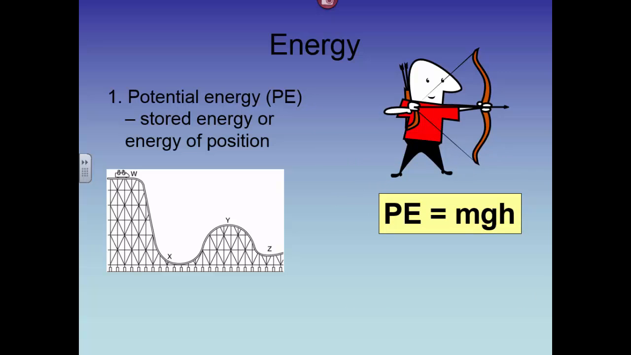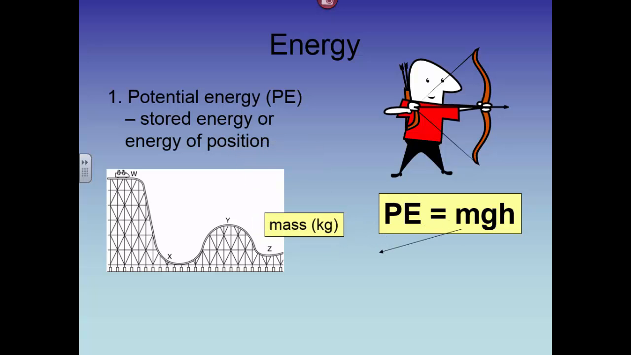The equation for potential energy is potential energy equals m times g times h. And two of those three things we know already. We should know what M stands for. We should know what G stands for, and you might be able to even guess what H stands for.